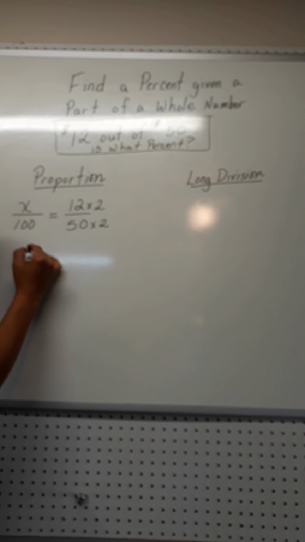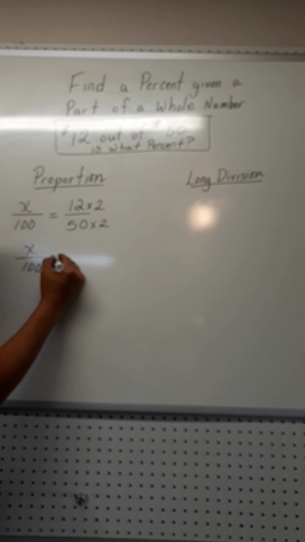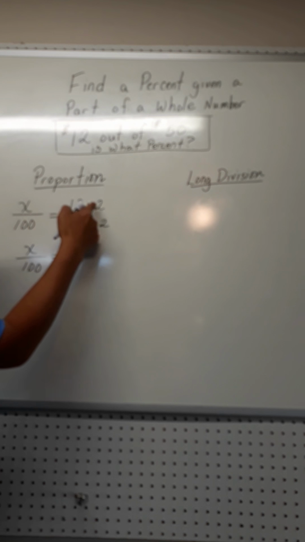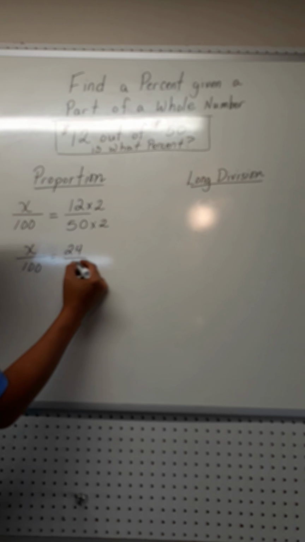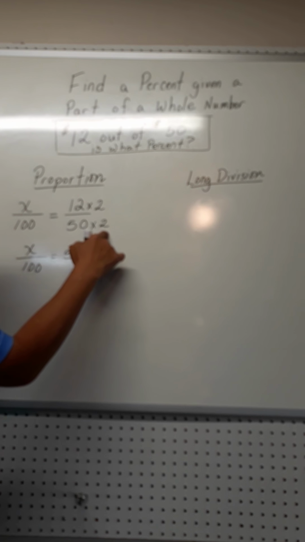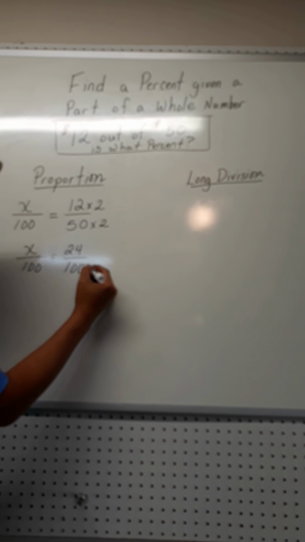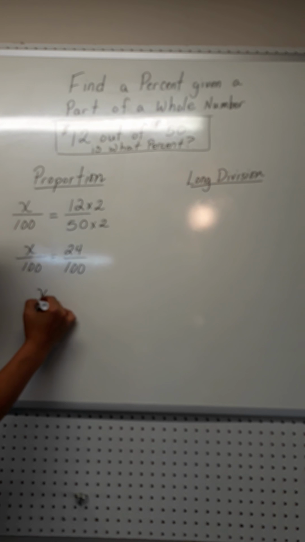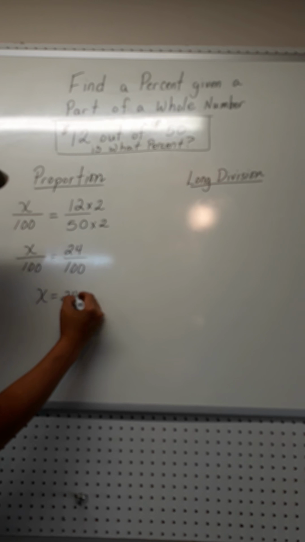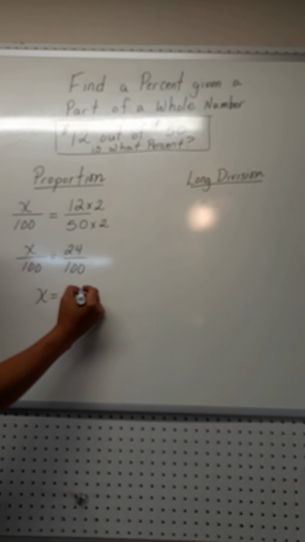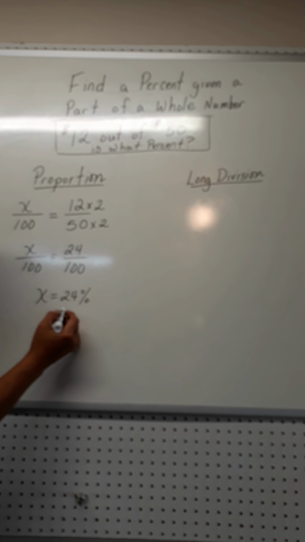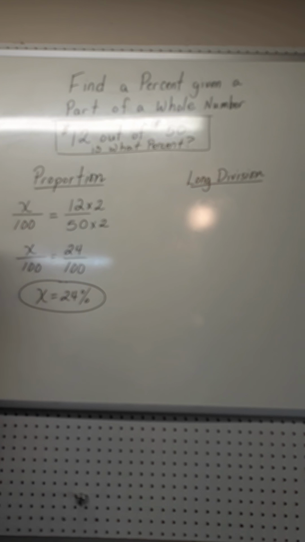I get x over 100 is equal to the value of 2 times the 12, which is 24, out of 50 times 2, which is 100. So therefore, x must give me the value of 24%. There it is.